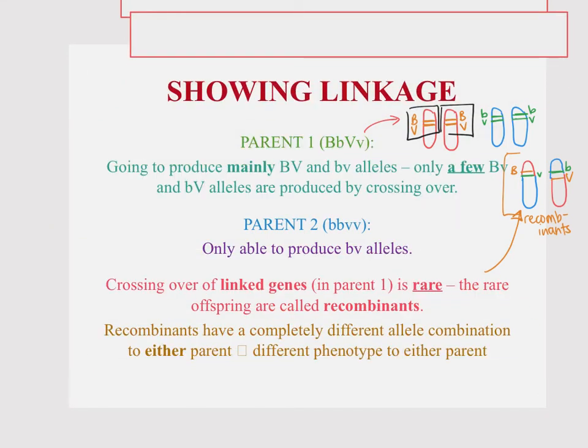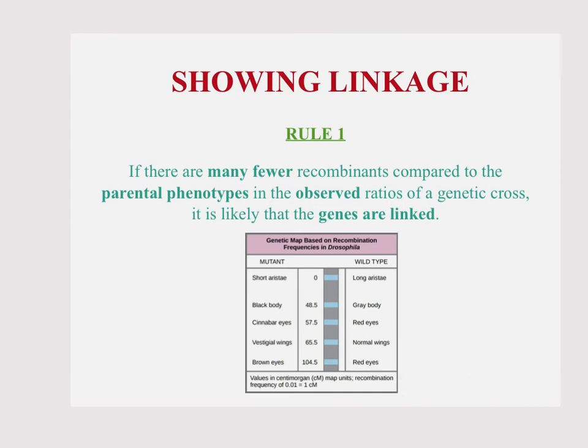Now again, we'll cover it again, we're going to keep doing it until it gets into your little brains, that the recombinants have got a completely different allele combination to either parent, which gives us that differing phenotype. So these would be our brown short-winged flies and our black long-winged flies. They're not going to look the same as the parents that they came from. In an exam though, you might feel a little bit pressured by time and things like that. So there are a few ways that you can identify and show linkage very quickly.